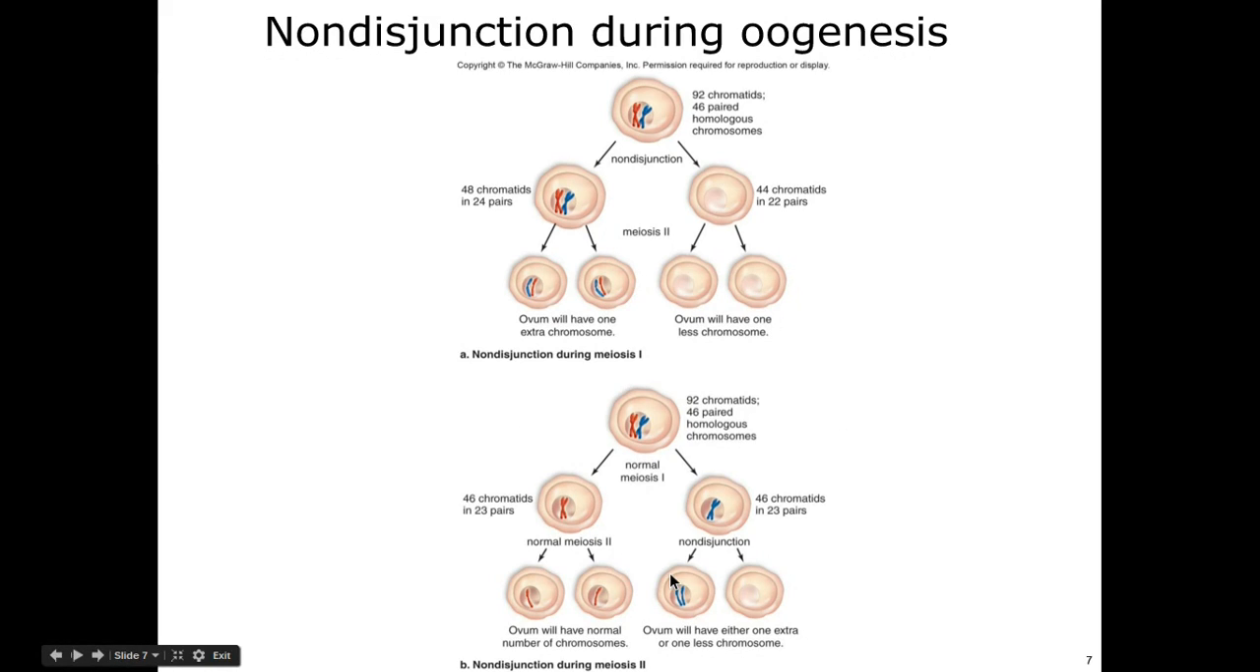It can also happen during meiosis 2, which means it divided normally in meiosis 1, but during that second step, when it divides, this egg is a typical egg, this egg is a typical egg, this one has 1 too many chromosomes, and this one has 1 too few chromosomes.